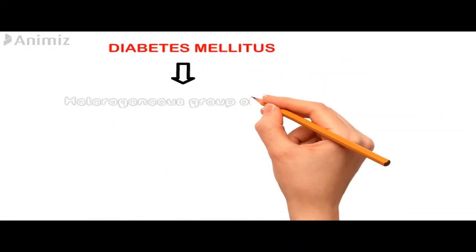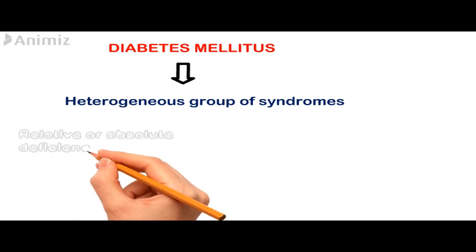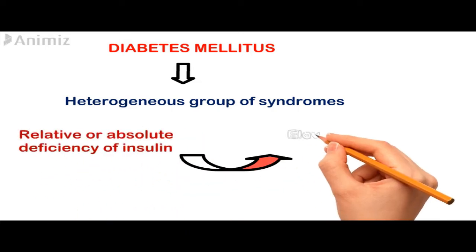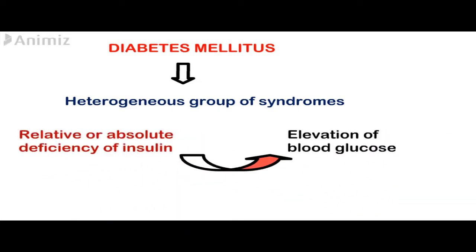Hello dear students, in this video we will study and understand diabetes mellitus focusing on the treatment. Starting with what diabetes is, diabetes mellitus is not a single disease, but it's a heterogeneous group of syndromes characterized by an elevation of blood glucose caused by a relative or absolute deficiency of insulin.